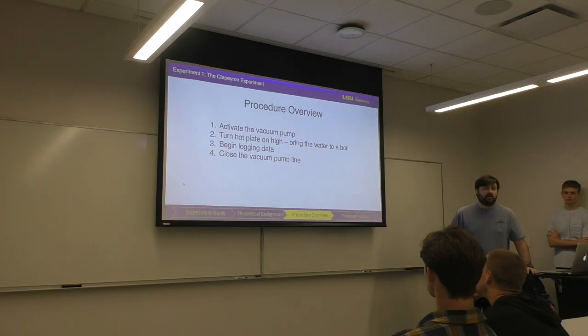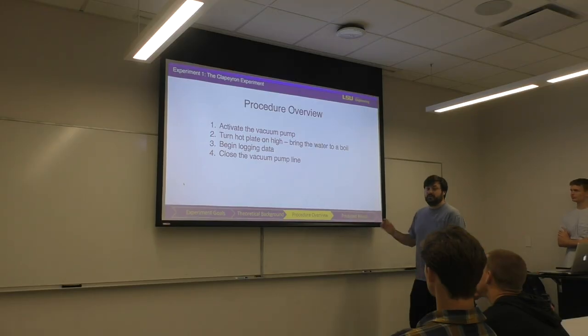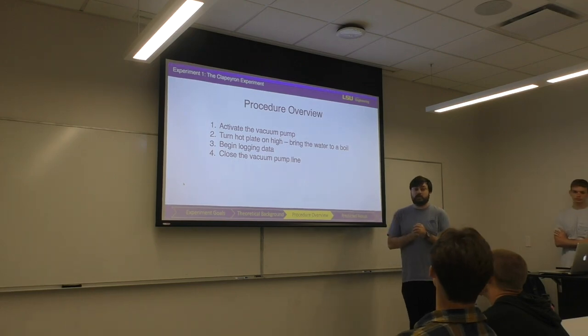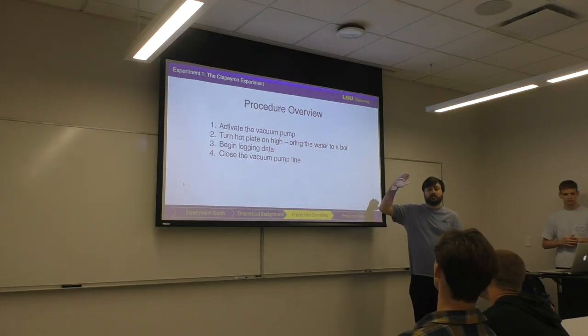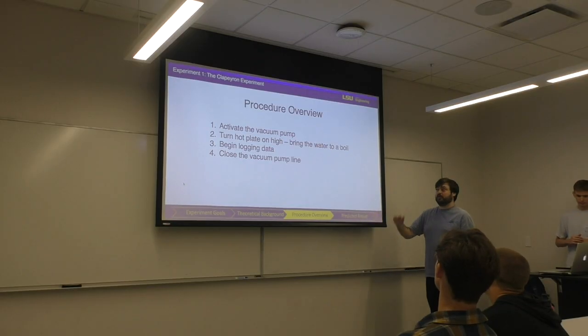For our procedure overview, I made it pretty simple. We're basically going to turn on a vacuum pump to lower the pressure of the water, and then we're going to turn on the hot plate and bring it to a boil. Then we're going to start recording our data so we can start getting points, and then we're going to slowly close the pump line to increase that pressure back up to find temperatures over that pressure range.